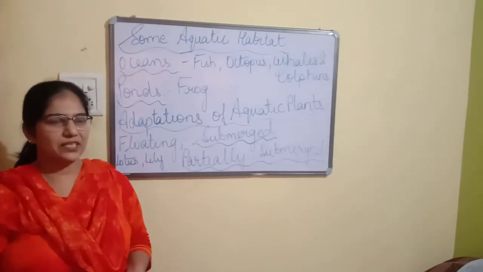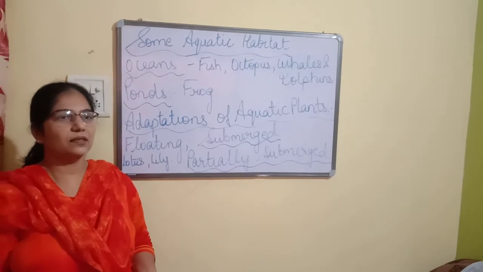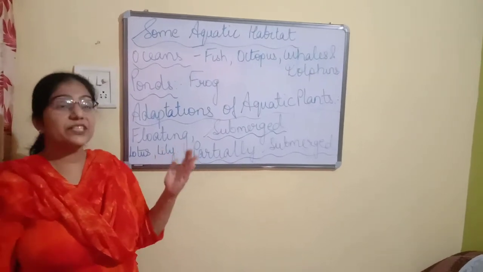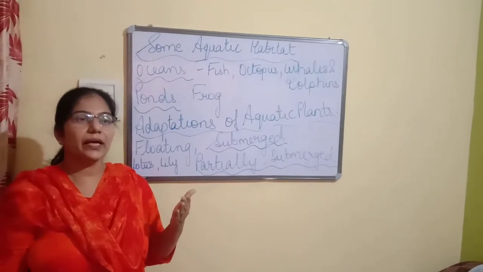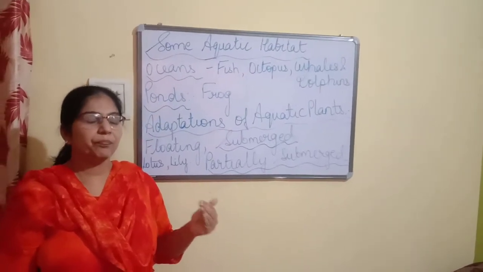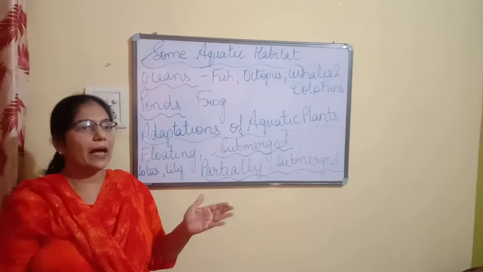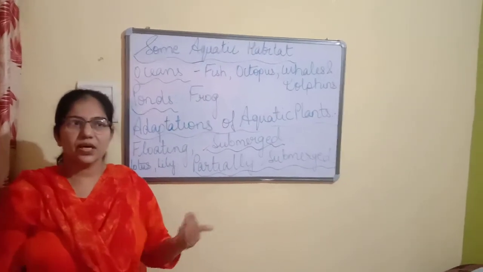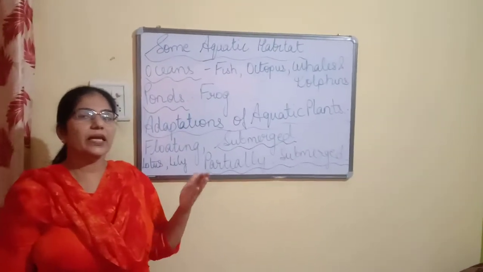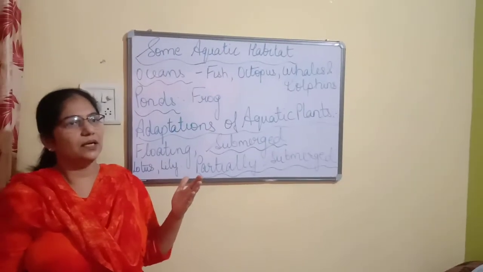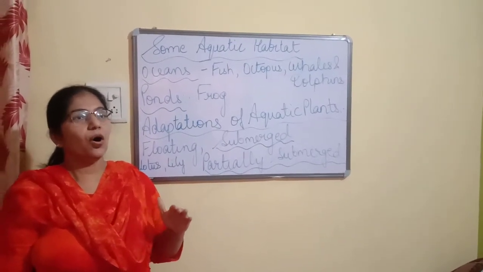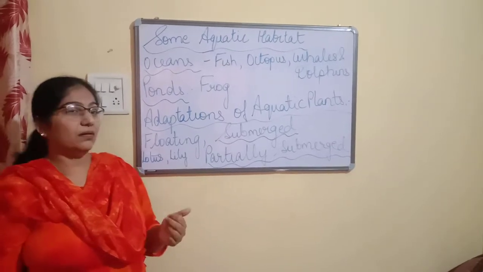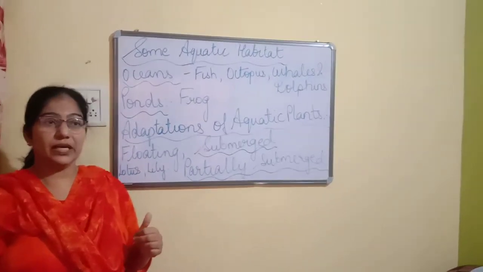Children, in our previous session, we had discussed the terrestrial habitat or the land habitat. In that, we had discussed deserts, then grasslands and mountain regions. Just a quick recap, children. In deserts, we had learnt how the camel is adapted to the very hot and extreme surroundings of the desert.